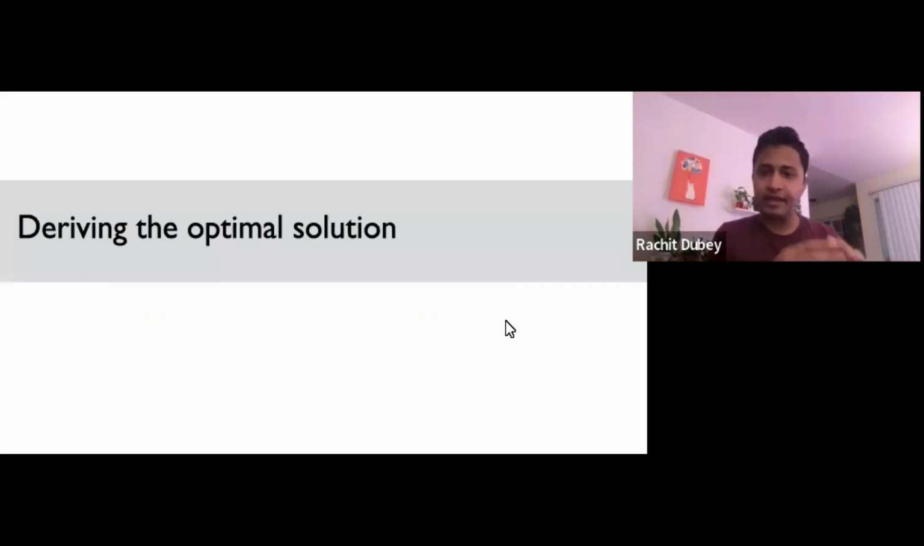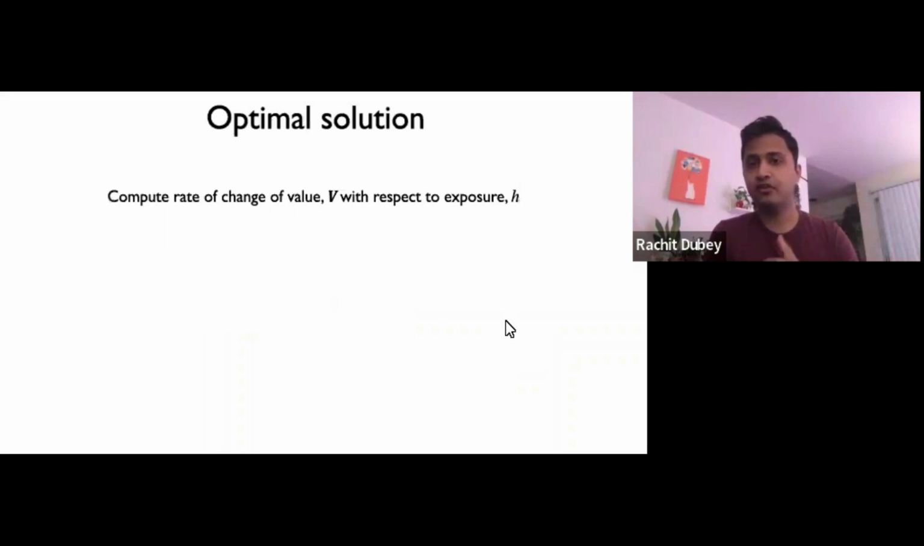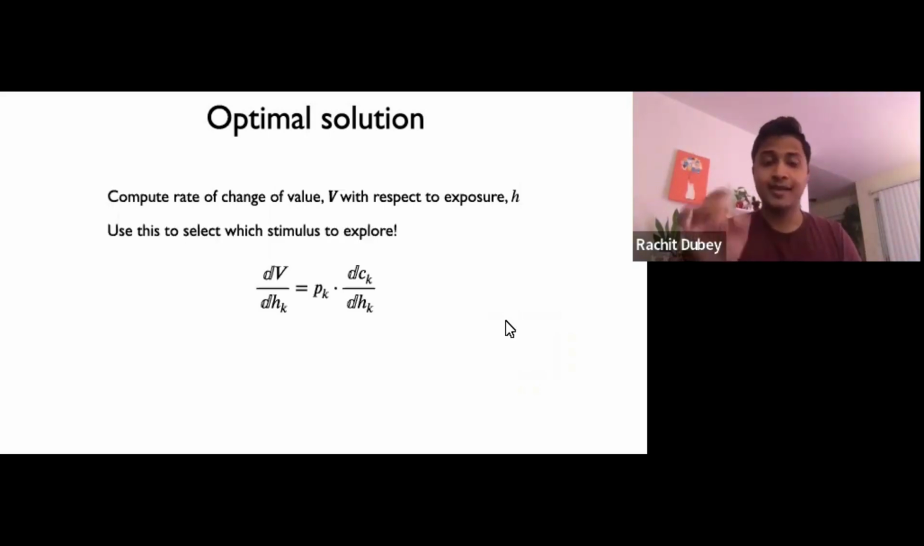After defining this problem, we can now look into deriving the optimal solution to this problem. So what's the optimal solution? Well, the solution is very straightforward. At every point, the agent can evaluate, if I explore this particular stimulus next, what would be the change in my current value of knowledge? So in other words, all the agent has to do is compute the rate of change of value V with respect to exposure h, which is simply given by this equation here. And then the agent can use this computation to select which stimulus to explore.